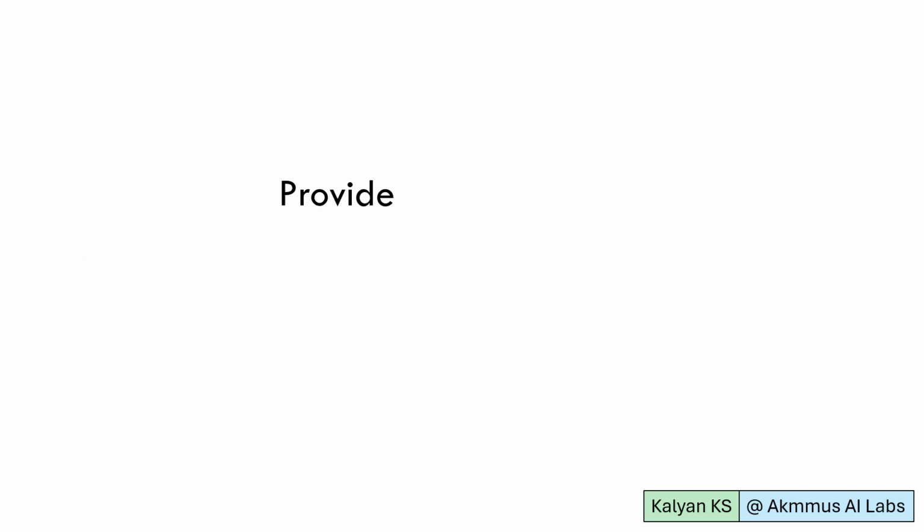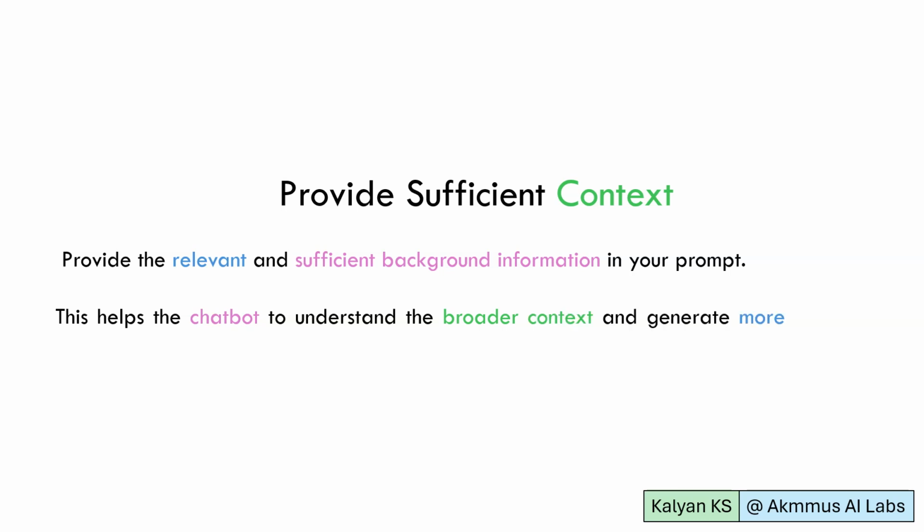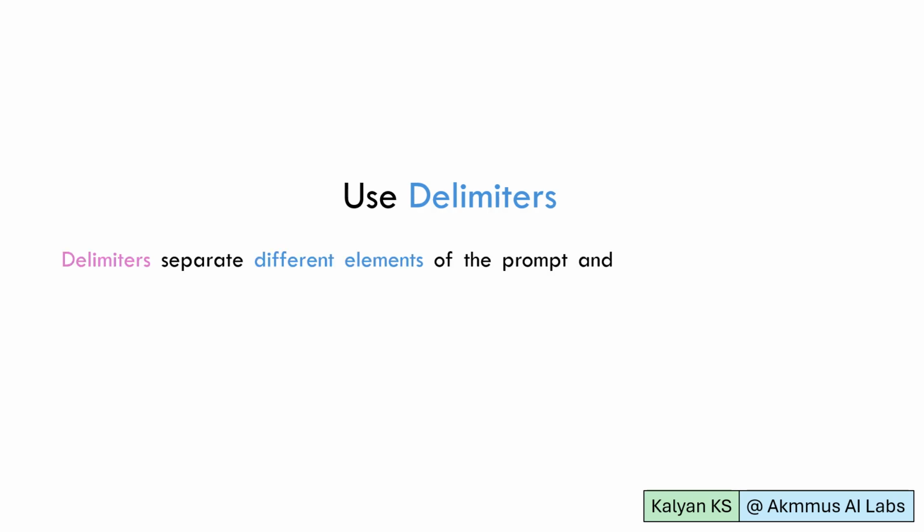The fourth tip is provide sufficient context. Provide the relevant and sufficient background information in your prompt. This helps the chatbot to understand the broader context and generate more relevant responses. The fifth tip is use delimiters. Delimiters separate different elements of the prompt and help the chatbot to better parse and understand the prompt.